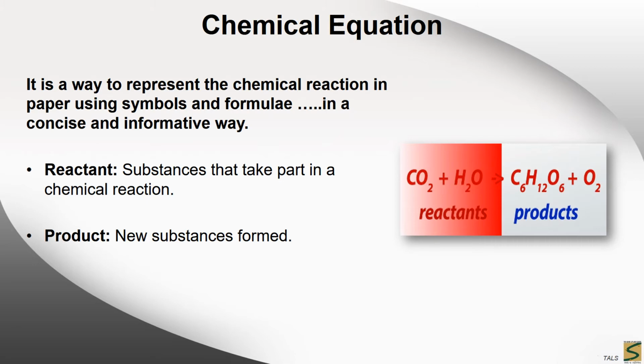Having learnt various chemical reactions, we should know what a chemical equation is. A chemical equation is a way to represent a chemical reaction on paper using symbols and formulae. In other words, it is a concise and informative way of explaining a chemical reaction. It has two parts. Substances that take part in a reaction are reactants, and substances that are produced in the reaction are products.